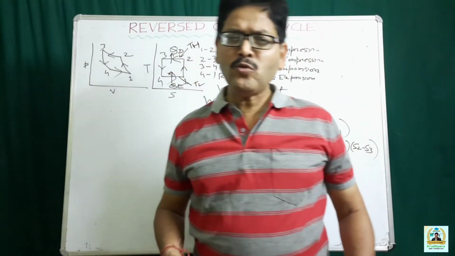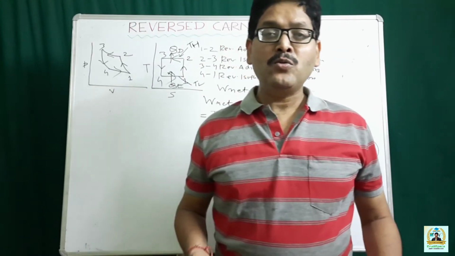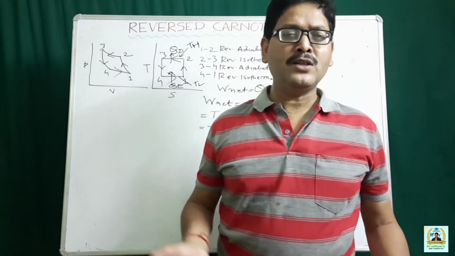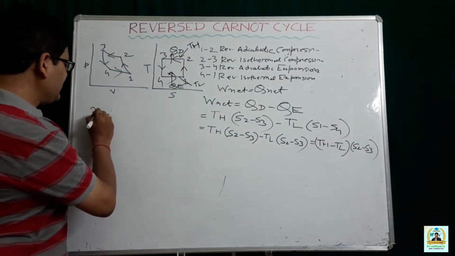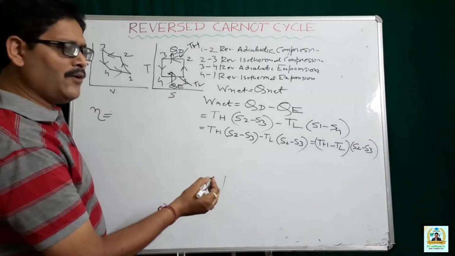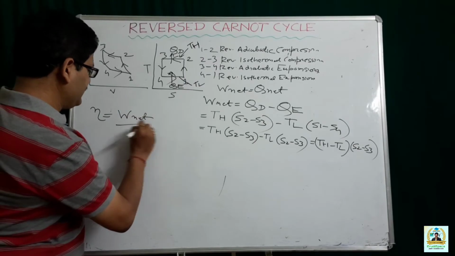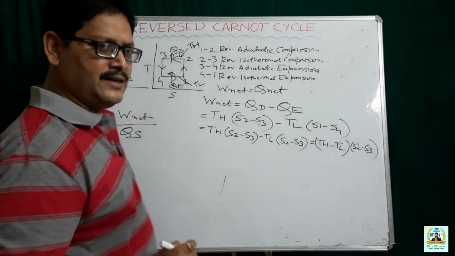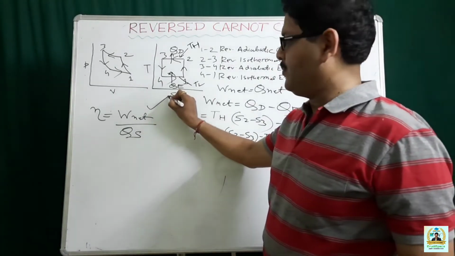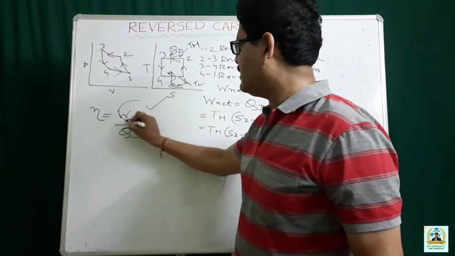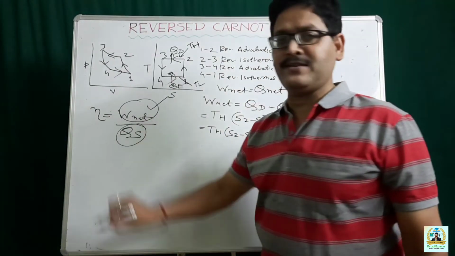Now, when you are talking about the performance parameter, first we take into consideration the desired effect. In case of efficiency, it is the ratio of W net divided by the heat supply. Because in that case, this is our objective. Our objective is to get W net amount of work output, and for that this is to be supplied.